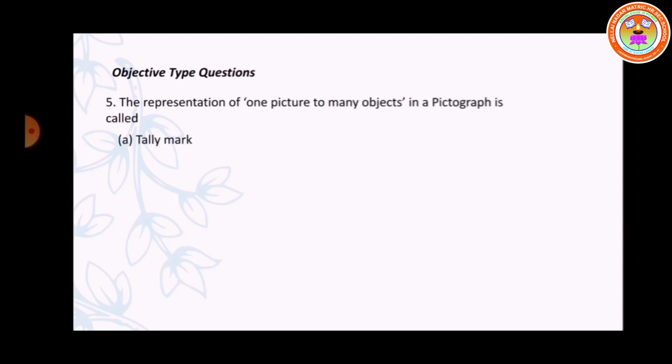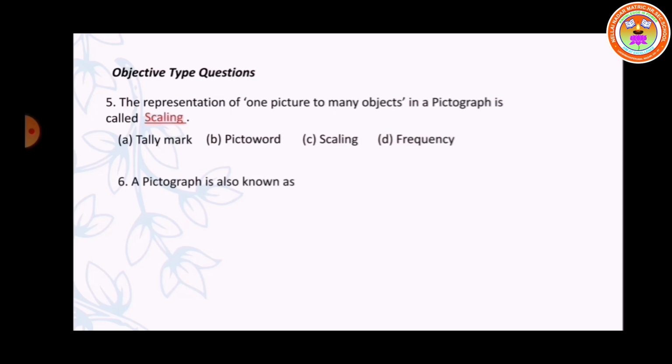Next, objective type questions. Fifth question. The representation of one picture to many objects in a pictograph is called dash. Tally marks, pictobird, scaling and frequency. Which one is the correct answer? Yes, scaling. Sixth question. A pictograph is also known as a pictobird, pictogram, pictophrase, pictograph. Which one is the correct answer? Yes, pictogram.